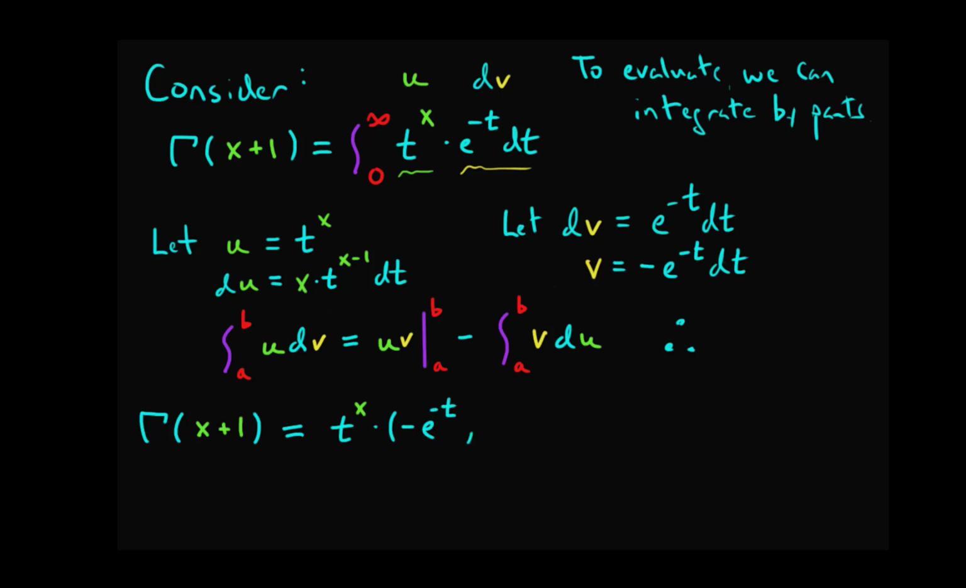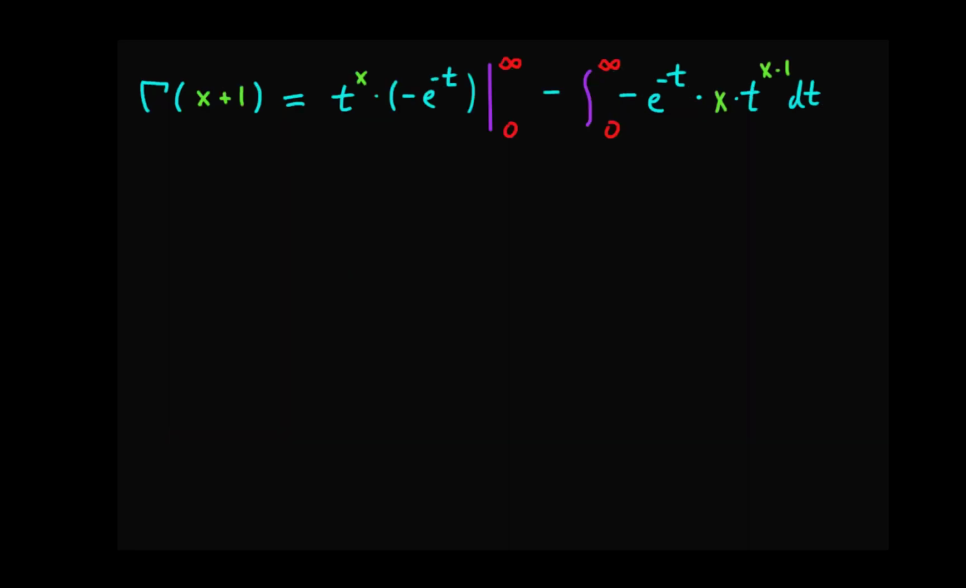So therefore, applying that formula here, gamma of x plus 1 will equal t to the x, that's u, times negative e to the negative t, that's v, evaluated at our endpoints, which are positive infinity and 0, minus the integral from infinity to 0 of, this is v du, negative e to the negative t times x times t to the x minus 1 dt.